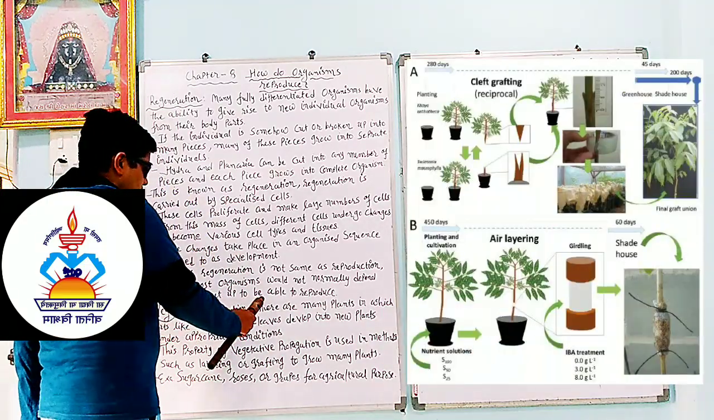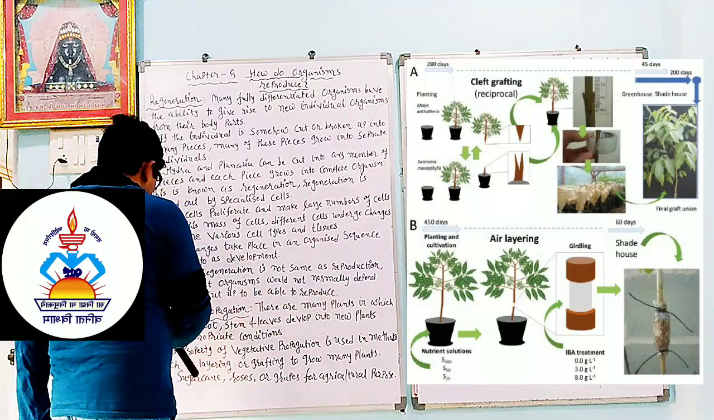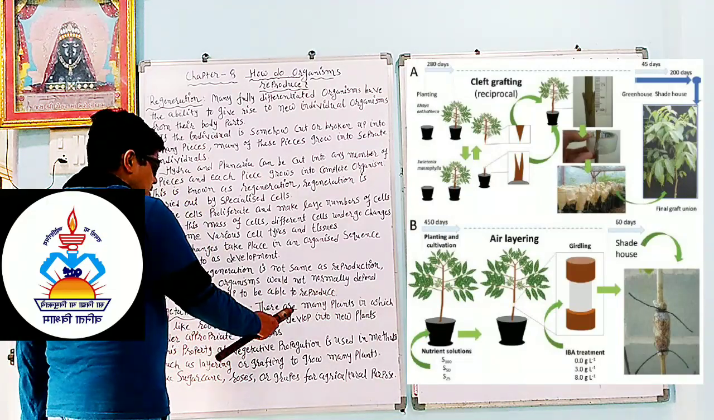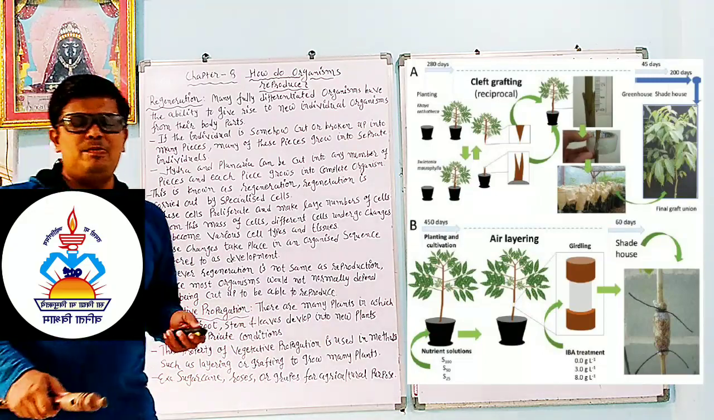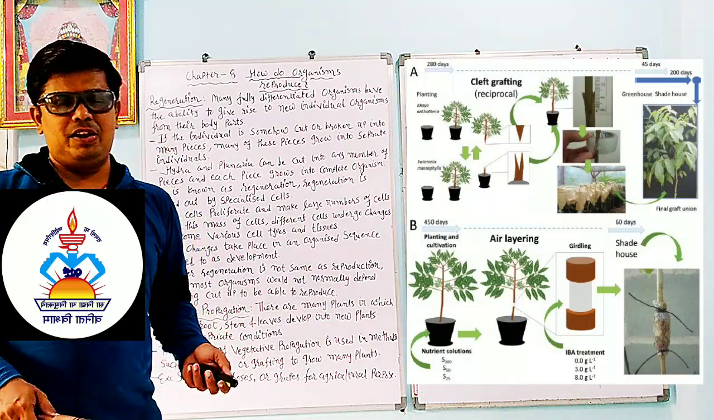Vegetative propagation. There are many plants in which parts like root, stem, leaves develop into new plants under appropriate conditions. So in vegetative propagation, mainly two methods are layering and grafting.